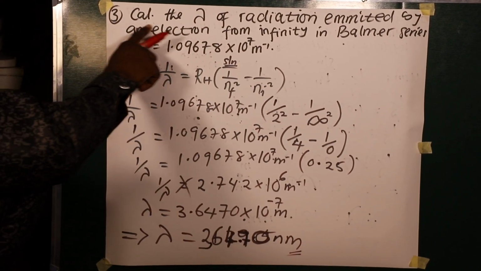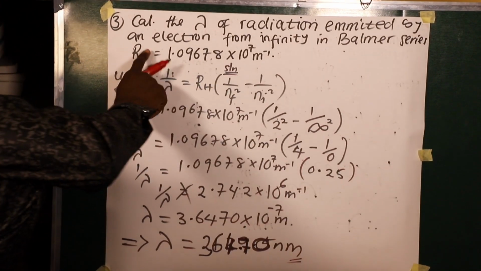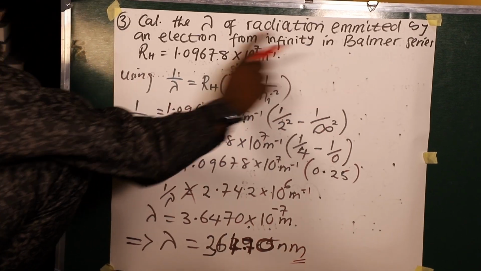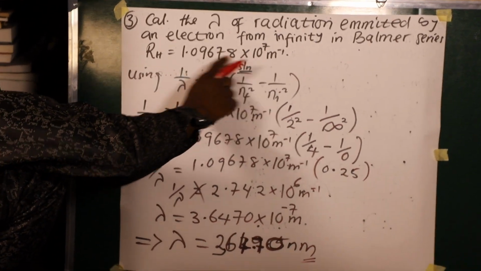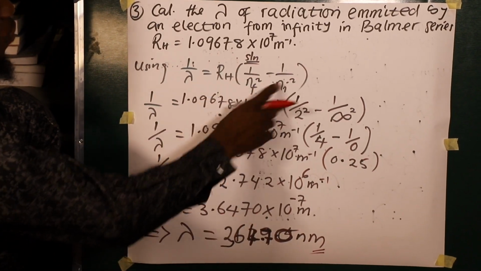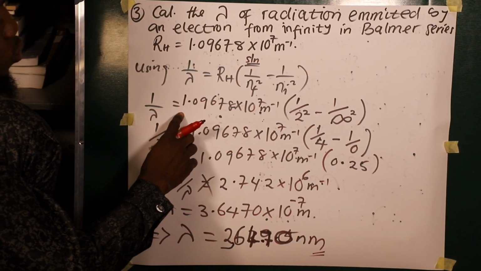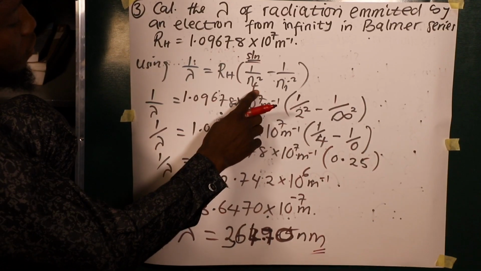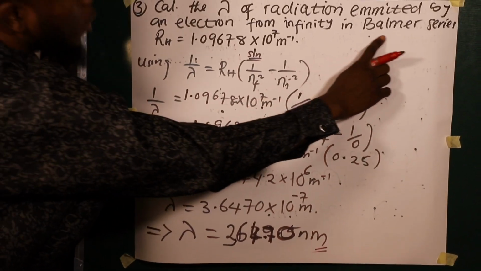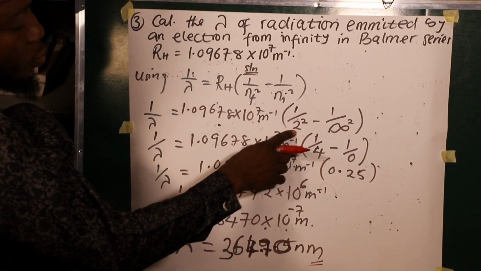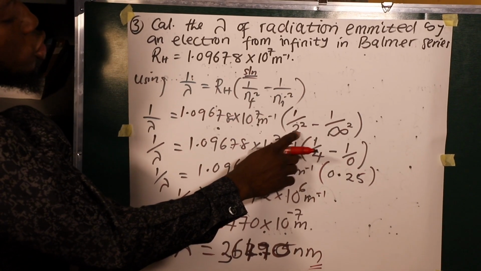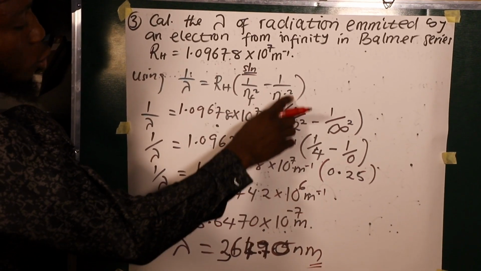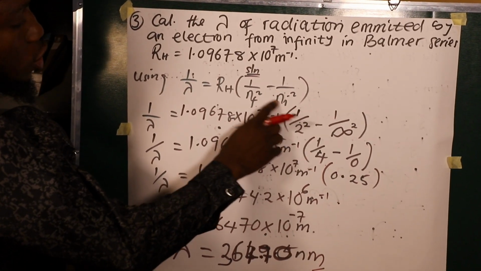Calculate the wavelength of radiation emitted by an electron from infinity in the Balmer series. RH is given as this value, which is always given. Using the Rydberg equation to obtain wavelength, we substitute this value of RH and 1 over NF squared. NF is 2 from the Balmer series, the destination, so 2 squared, minus 1 over Ni squared. This Ni squared shows the position where the electrons start coming from.